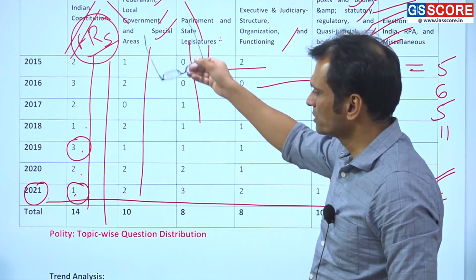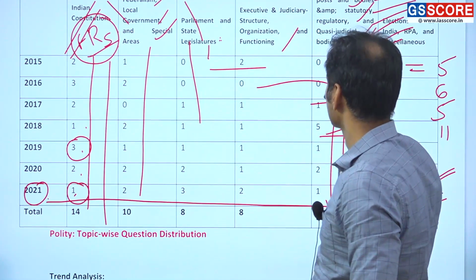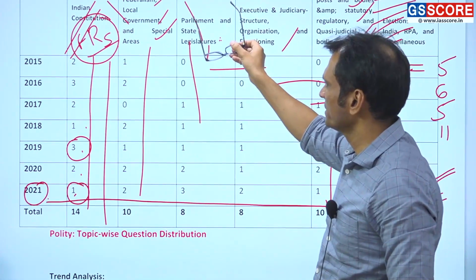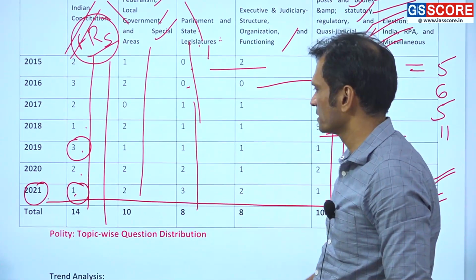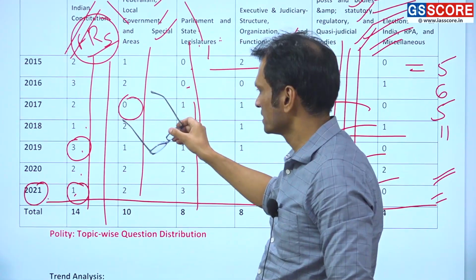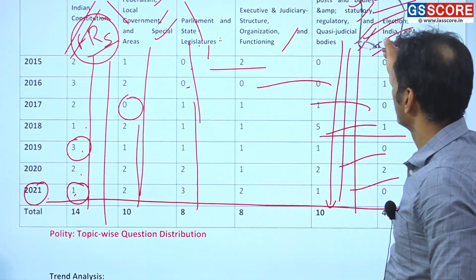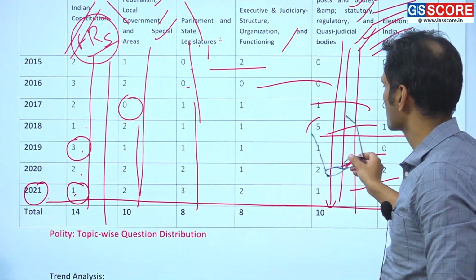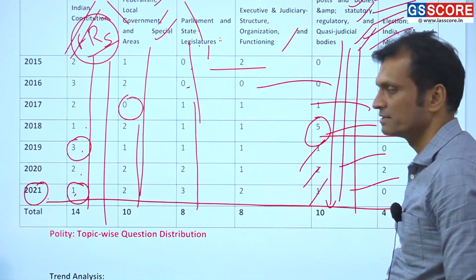So from 2015 to 2021, we can see that no single topic has been neglected, because if parliament and legislature did not come in 15 and 16, you can see all of them are coming after that. If federalism did not come in 2017, then since then it has always been coming, 2-1, 2-2, right? And in quasi-judicial bodies in 2019, you can see 5 questions from there, and then again 1-1 have been given.